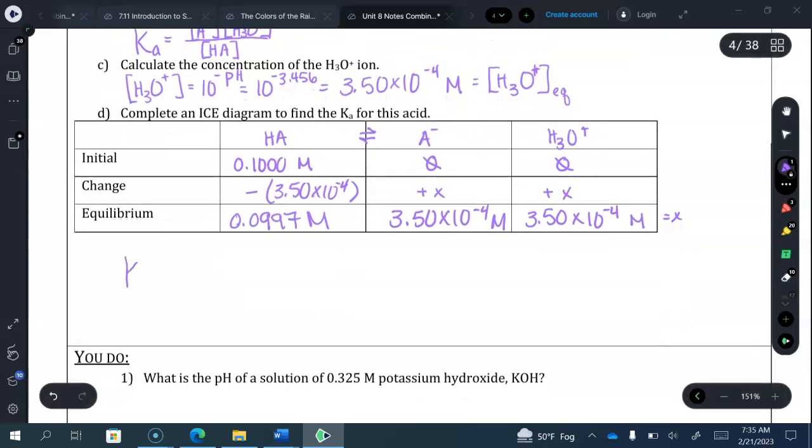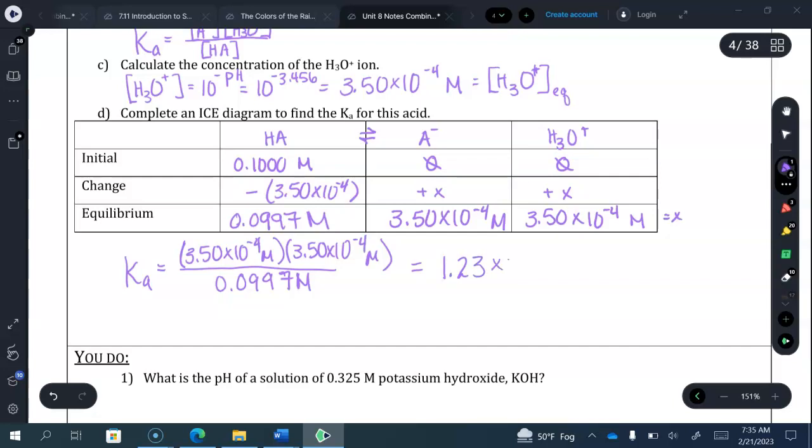Okay, so now I can find Ka. I'm going to use part B to help me plug in for A minus. So my concentration of A minus, 3.50 times 10 to the negative 4, times the hydronium ion, times the weak acid concentration, and then plugging this into a calculator because that makes everything so much easier. I get 1.23 times 10 to the negative 6 for my acid dissociation constant.